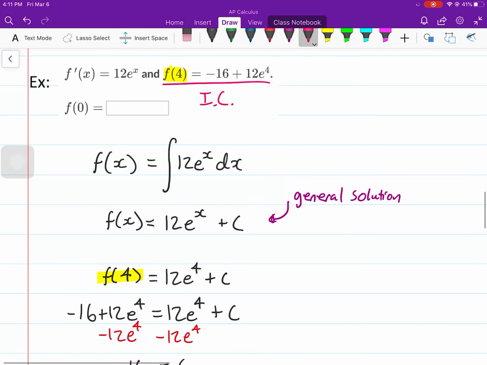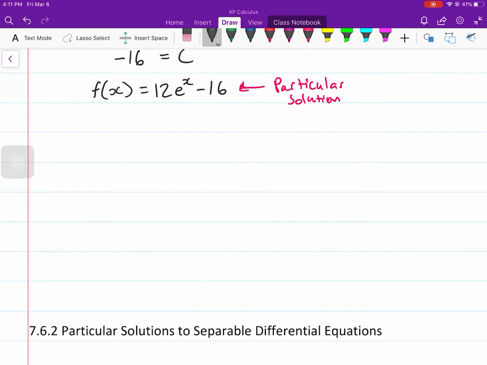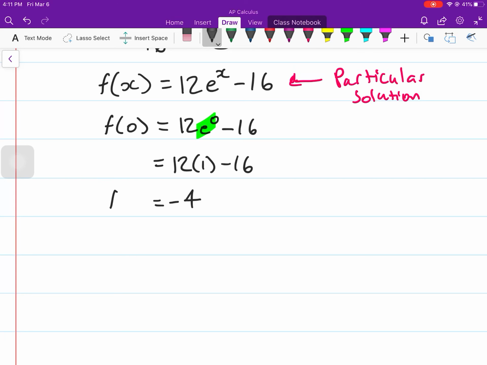So to answer the question here, they're asking us what is f of 0. So I'm going to go ahead and find f of 0 now that we have our particular solution. So f of 0 is going to be 12e to the 0 minus 16. And remember that e to the 0 is just 1. Anything to the 0 is 1. So we have 12 times 1 minus 16. Simplify that with a little bit of PEMDAS, and you got yourself f of 0 is negative 4.